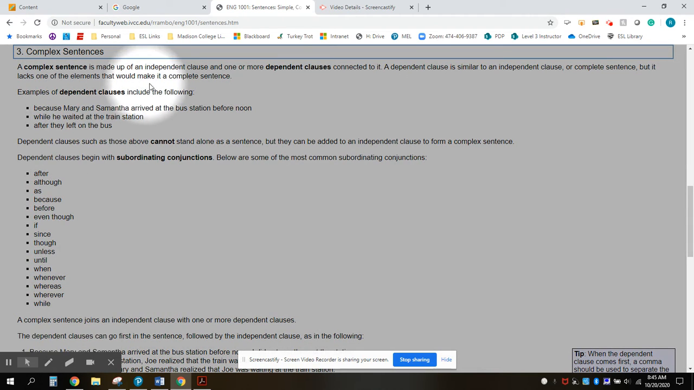A complex sentence is made up of an independent clause, or a sentence that can stand by itself, and one or more dependent clauses. Again, a dependent clause means that you need to connect it to something else. For example, because Mary and Samantha arrived at the bus station before noon is not a complete thought, so it is dependent on another clause.